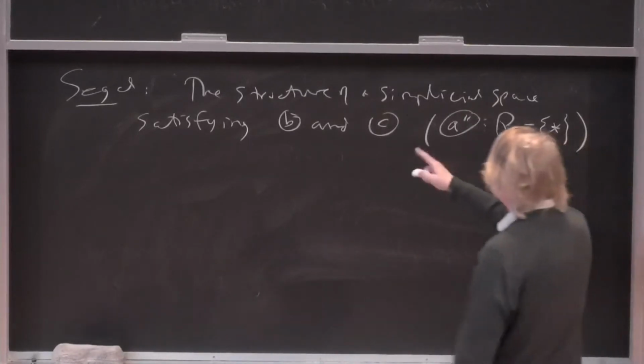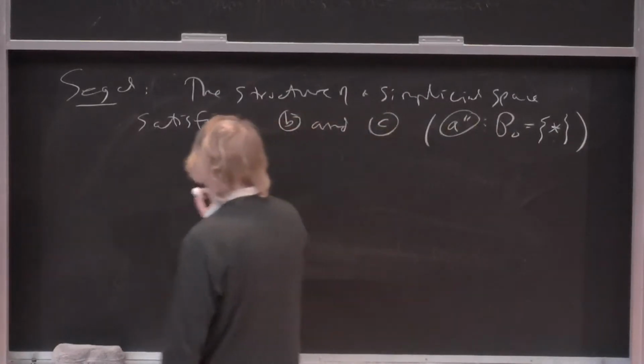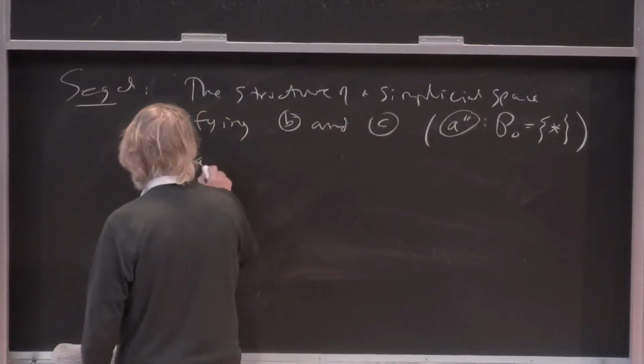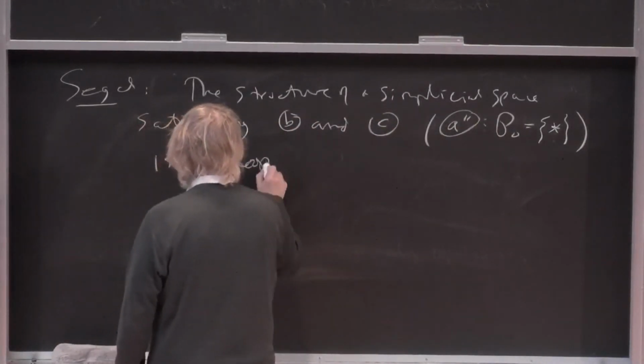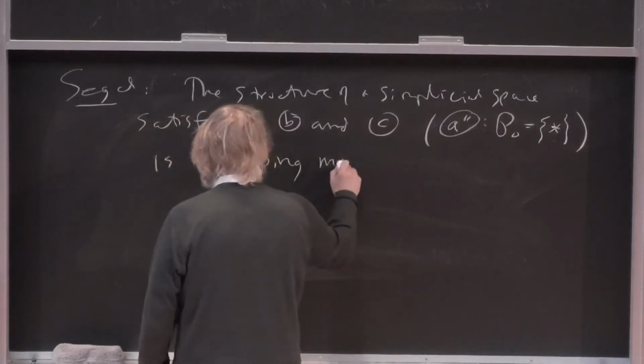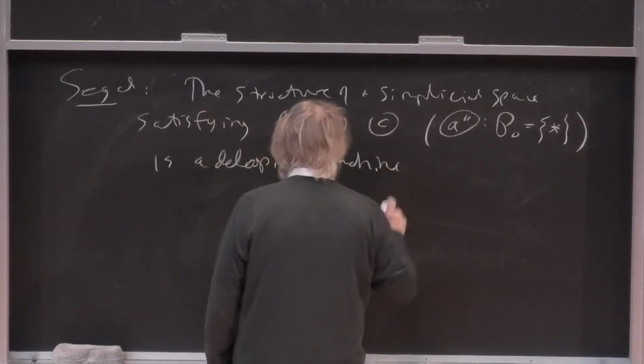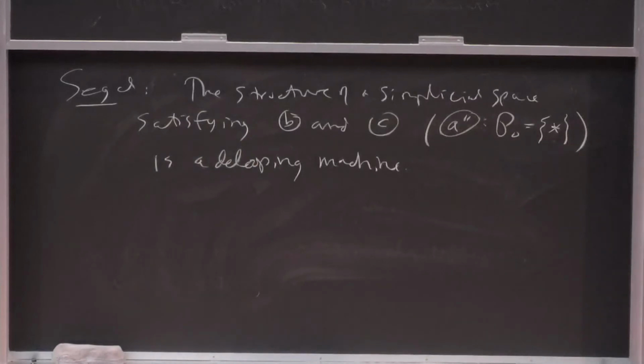The structure of a simplicial space satisfying B and C and this A double prime is a delooping machine. Let me not write down a big paragraph about what that means, but what does it mean? It means that if we have one of those, then we can deloop and get a space, and if we apply this construction to that space, we get back something equivalent to the one we started with, and in the opposite direction.